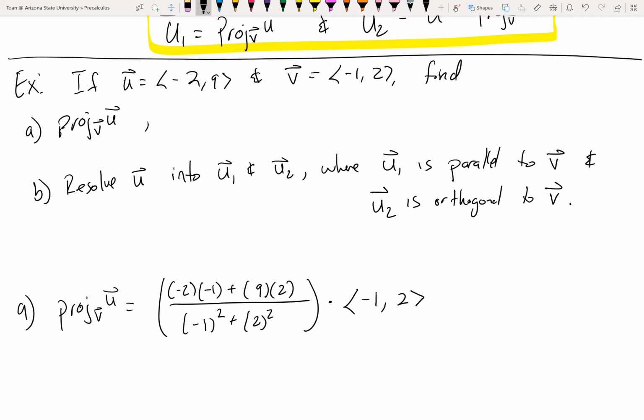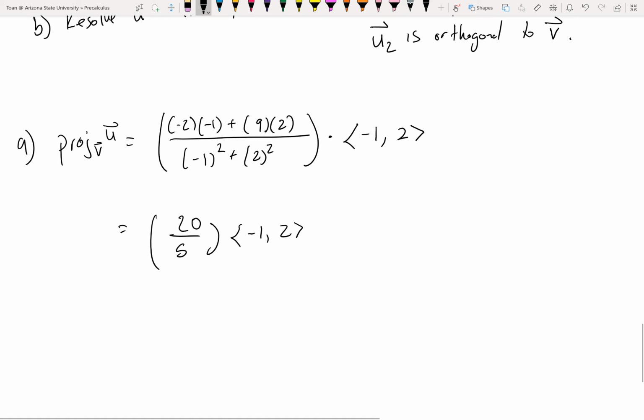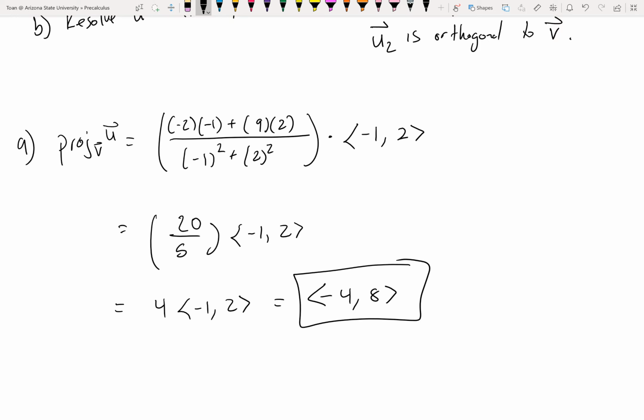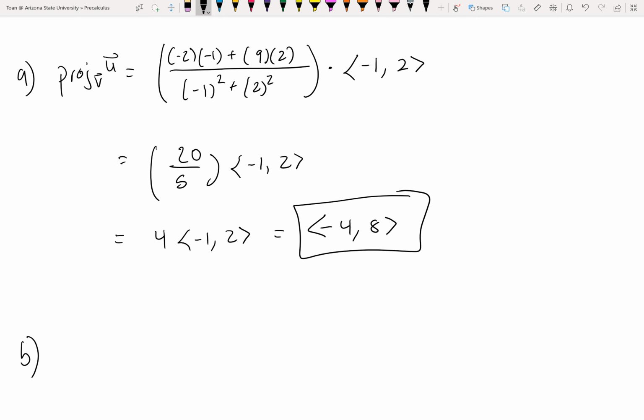Right. So we have, just do some math here. What is that? 2 plus 18 is 20 over 5 times vector 1 comma 2. Wait, vector negative 1 comma 2. So that is going to be 4 times negative 1 comma 2, which is very easy. Distribute the 4, negative 4 comma 8. So that right there is the projection of u onto v. That is the precise vector that will make up one component of u that is in the same direction, parallel to vector v. So what part B is basically asking you is, okay, find the other components, right? If you found one vector that makes up vector u, find his orthogonal buddy.